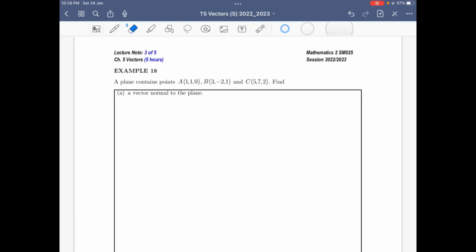Example 18. A plane contains points A, B, and C. Find a vector normal to the plane. Okay, so for these 3 points, we need to take whichever point as an initial point. Let's say I am interested to take point A as my initial point.